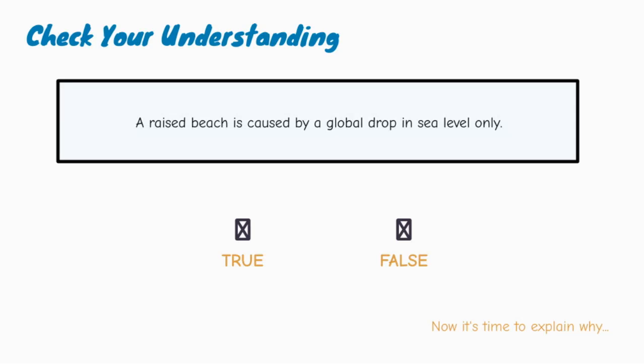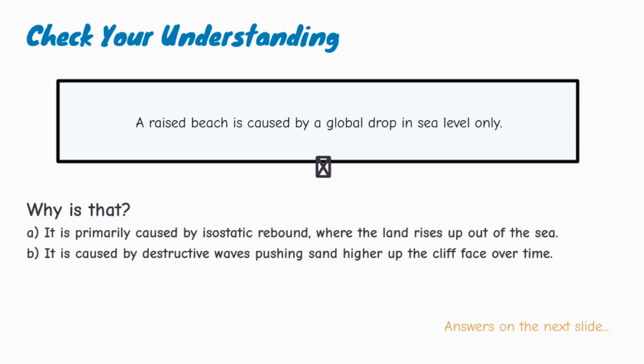Now let's test your understanding. The statement says, a raised beach is caused by a global drop in sea level only. Is that true or false? Take a moment to think. A global drop in sea level could expose old coastal features. But is that the only possible cause? Remember, raised beaches are often linked to land rising because of isostatic rebound. So should we say raised beaches are caused only by eustatic sea level fall, or can isostatic land movement also be involved? The statement is false.